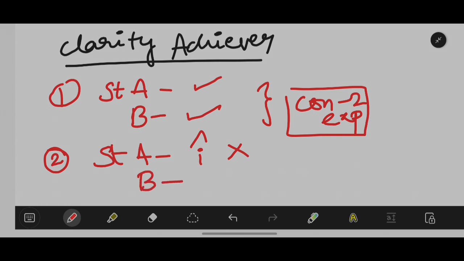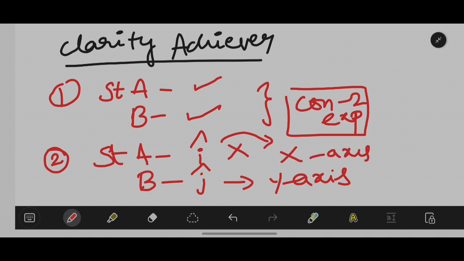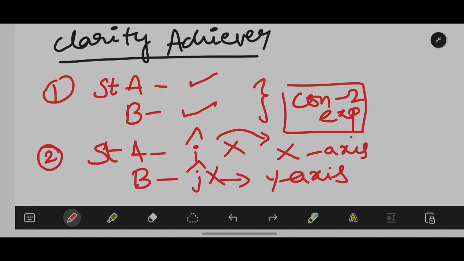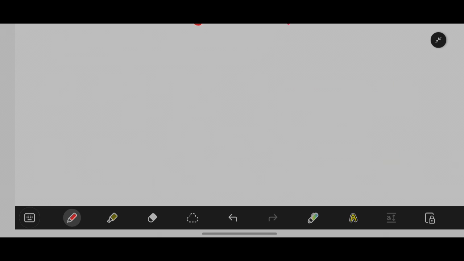Next, the direction of j cap is along positive x-axis is also wrong. For j cap it is along y-axis, and for i cap it is along x-axis. So this is also a wrong statement. So for the first one option is A, second one option is B. Both are false. Third one is assertion and reason type of question.